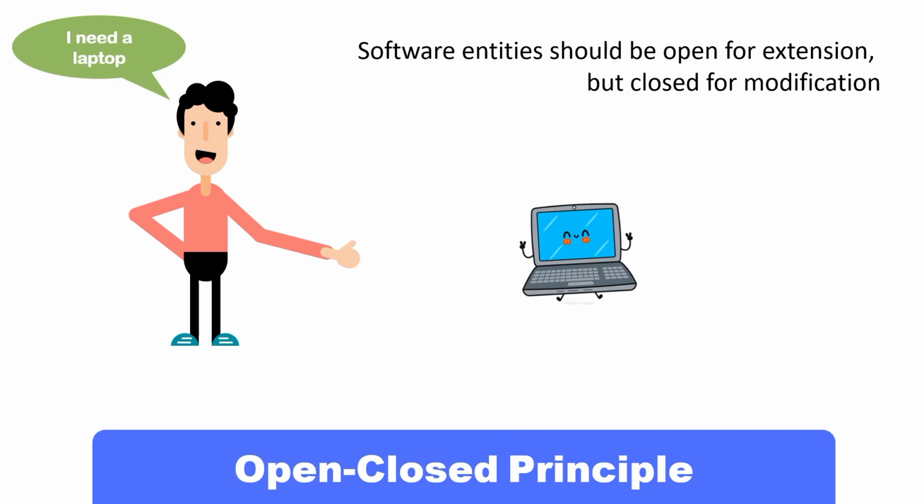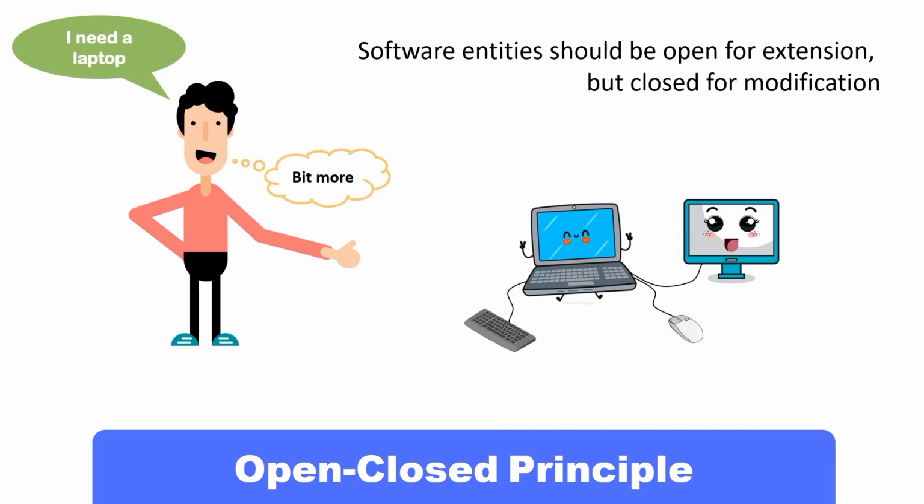But wait, he's already thinking ahead. He knows he might want to enhance it later with a bigger monitor, a gaming keyboard, a fancy mouse and a powerful speaker. Now here is the cool part about the open-close principle. Mr. Aita's laptop is already closed for changes. It's a complete functioning laptop, but it's open for extension. He can add those extra goodies without altering the laptop itself.